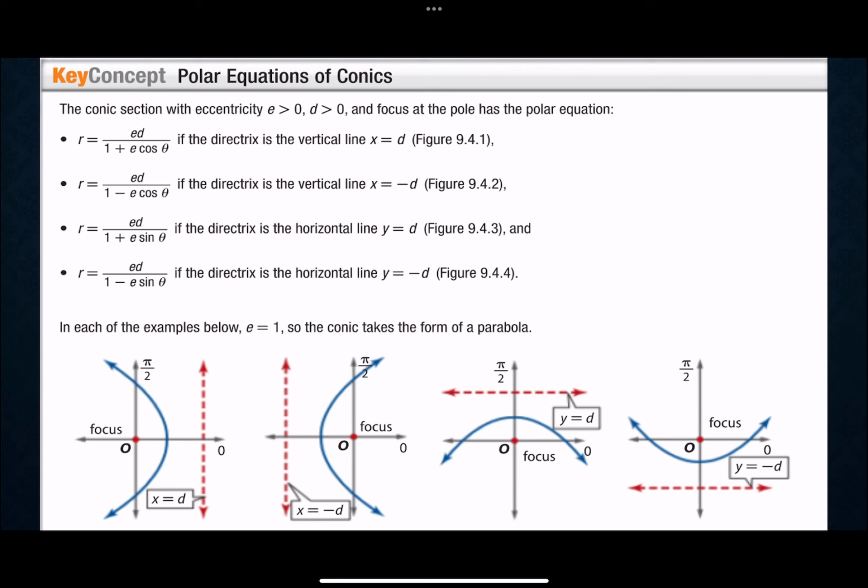It's the denominator. If the denominator is in the form of 1 plus e cosine theta, it's x equals d for the directrix. If it's 1 minus e cosine theta, it's now x equals negative d. So cosine in the denominator gives you an x equals directrix, and the sign tells you if it's positive or negative d. And then same thing with the y equals directrix. It's now sine in the denominator. Sine is positive, it's positive d. Sine is negative, it's negative d.